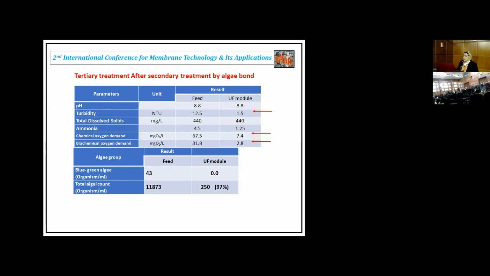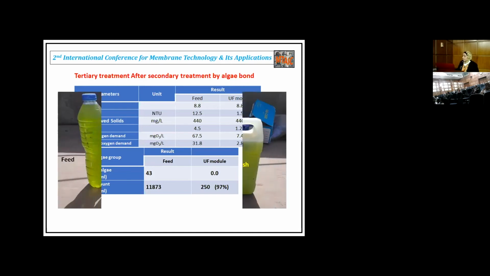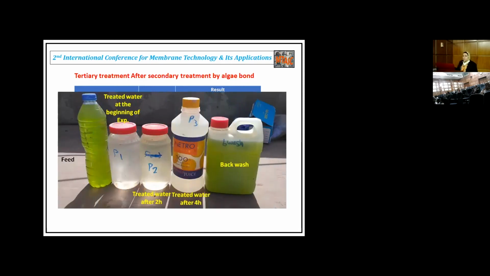This is the result after tertiary treatment by the UF membrane. We found the turbidity is reduced to 1.5 from 12.5. The COD and BOD reduced. Also, after the UF membrane, no blue algae was found. Also, total algae count was separated by about 97%. These are the products. The first one, the green one, is the feed. The last one is the backwash of the membrane, and this is the product after tertiary treatment for 4 hours.